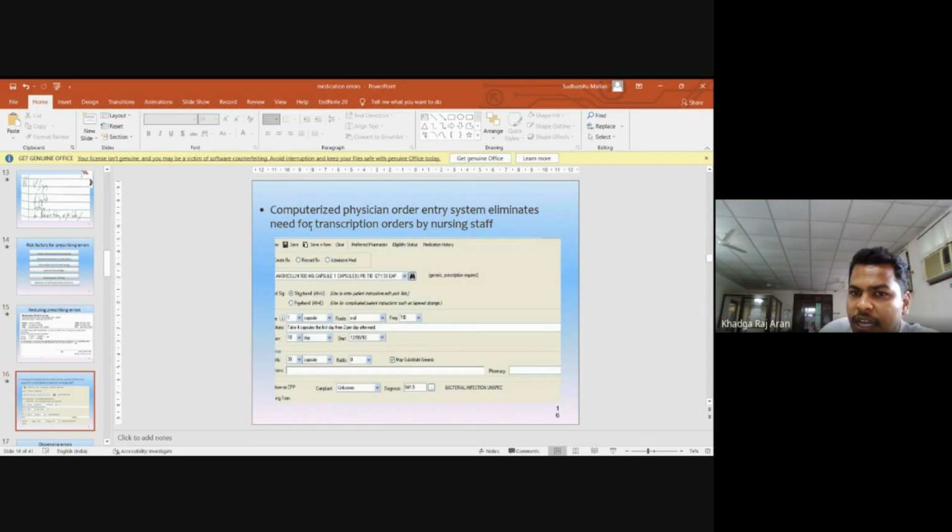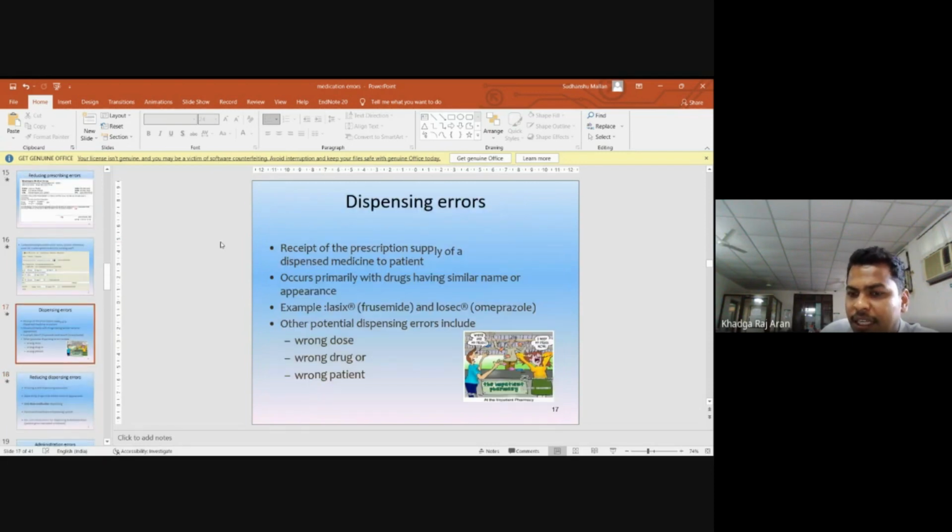So this is the computerized physician order entry system, which eliminates the need for transcription of orders by the nursing staff. You can see the medicine name, you can enter the number of medicines, how many medicines need to be taken. All these things are included in the computerized physician order entry system to minimize adverse drug reactions.